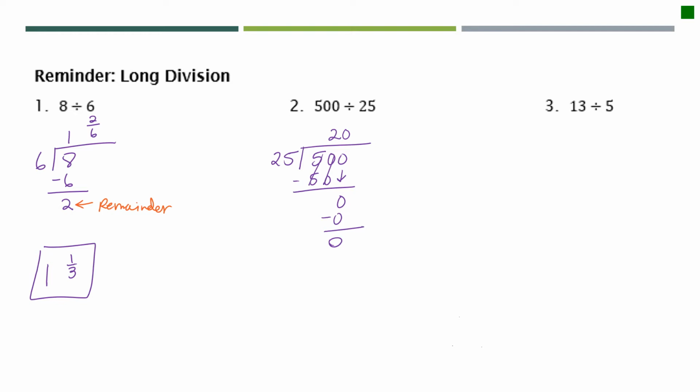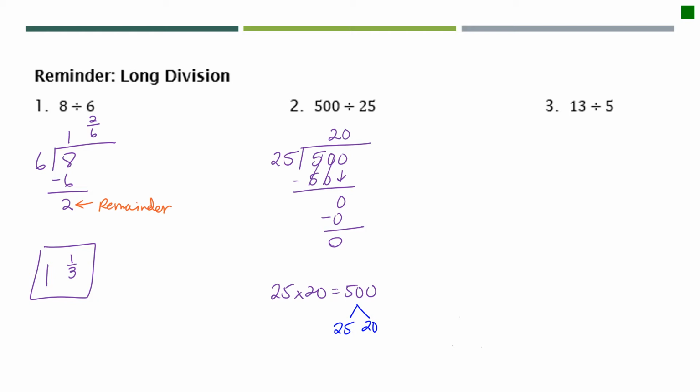So what that means is that if I took 25 and I multiplied it times 20, it would give me exactly 500. Another way you could think of it, which we're going to talk about in a little bit, is 25 is a factor of 500. So what that means is if I had to do a factor tree with 500, I could break it into 25 times 20. They're both factors of 500.